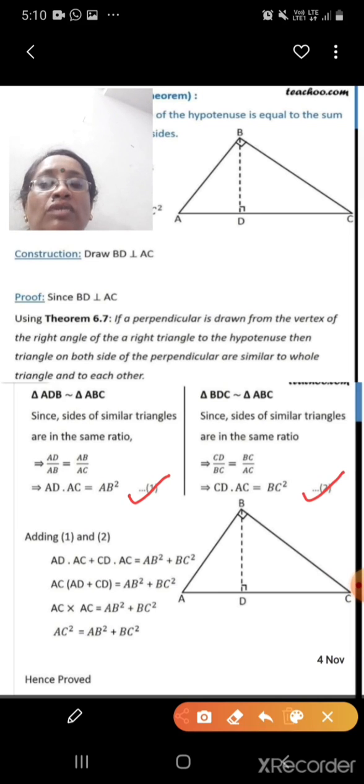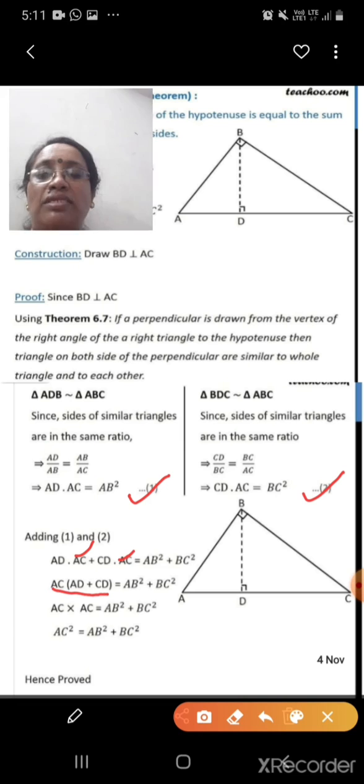Cross multiplying, CD into AC equal to BC square. So adding 1 and 2, AD into AC plus CD into AC equal to AB square plus BC square. Then on the left side, AC is common. Here one AC is there, here also AC is there. Taking that common outside, what remains is AD plus CD on the left side. On the right side, AB square plus BC square itself.